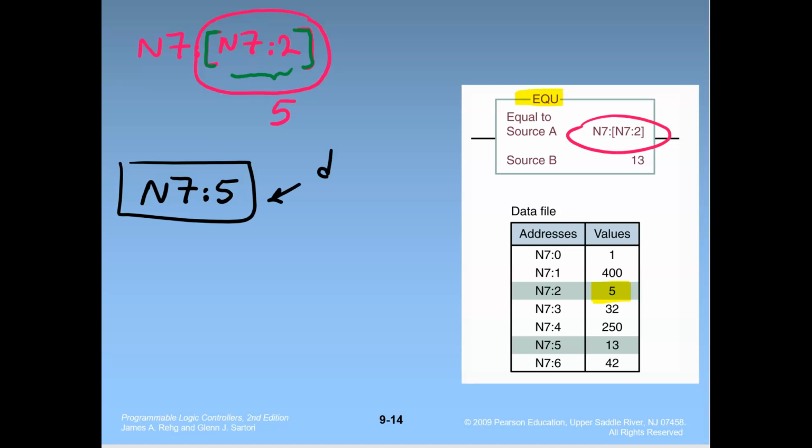So this is my direct address now, which is n7:5, and that's the address to n7:5 here. So my data is equal to 13. So instead of what I have here, I can write 13. So this indirect address that I have in front of source A refers to 13, and consequently the result of this equal instruction is true because source A is equal to source B.